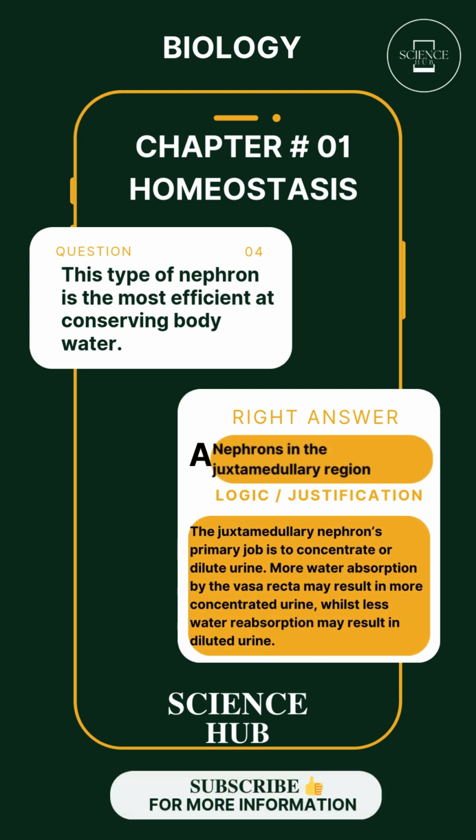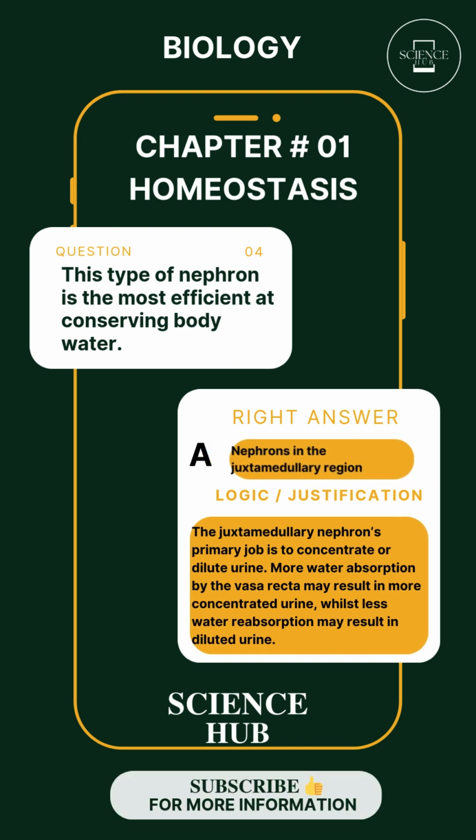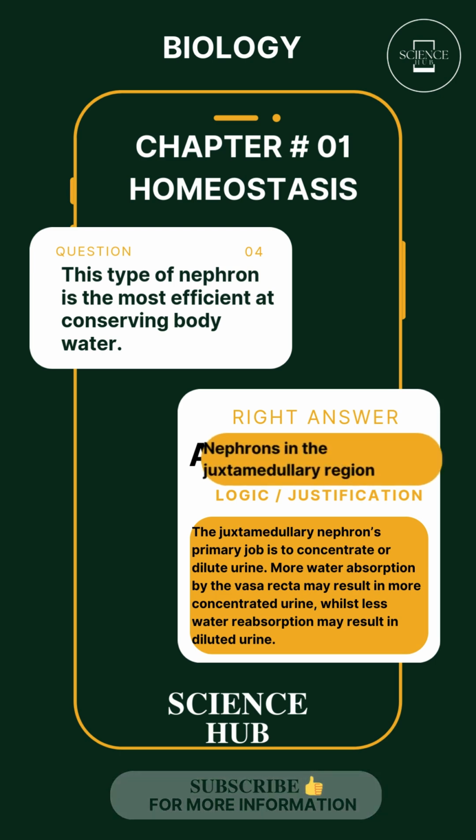The juxtamedullary nephron's primary job is to concentrate or dilute urine. More water absorption by the vasa recta may result in more concentrated urine, whilst less water reabsorption may result in diluted urine.